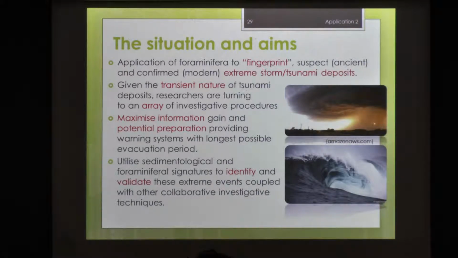And so, because there was all this funding getting involved in tsunami research, sedimentologists particularly were increasingly looking for a broad array of techniques that could enhance what they were finding, basically to get a more confident assessment of the hazard history of a region.